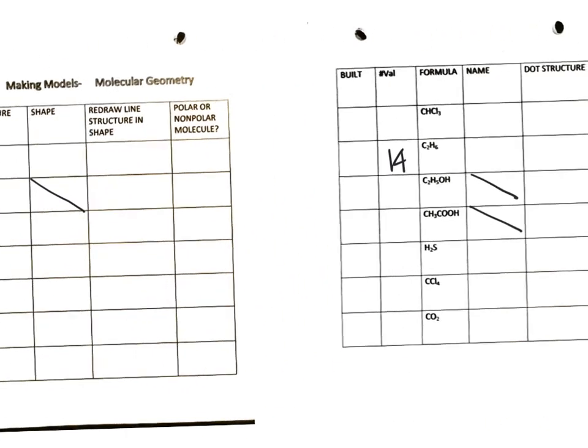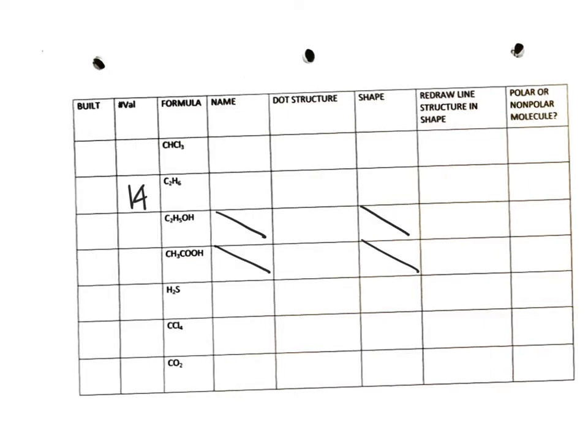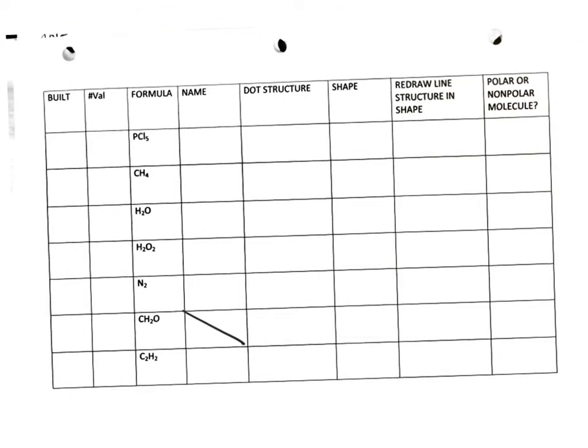On page 2, you are not responsible for naming or finding the shape for these 2 structures that I have marked off. So you should mark those off on yours as well. And then on page 3, you are just not responsible for the name for CH2O because there are 3 or more elements. We're only naming binary.